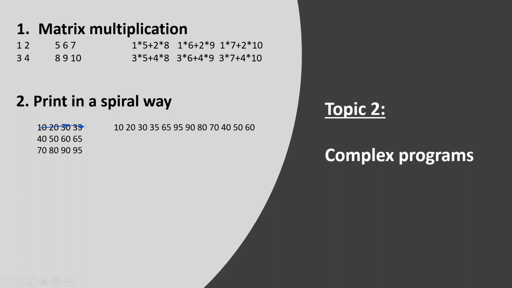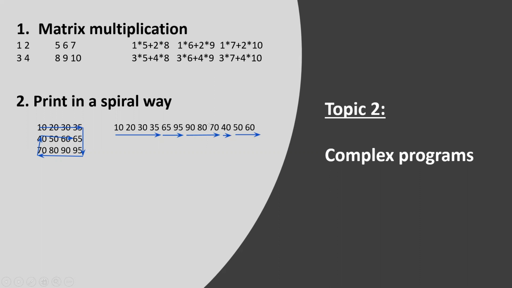Means first you have to go like this. After that, you have to go like this. After that, like this. After that, like this. And at last, like this. So if you go in the spiral way, you can see first 10, 20, 30, 35 has been printed. Then 65 and 95. And after that, 90 to 70 in the reverse order. And after that, 40 alone will be printed. And at last, 50 and 60 from the middle.